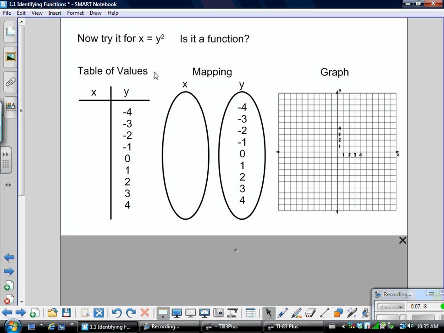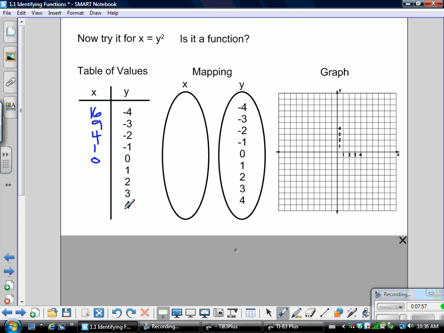So if I have -4 for my y value, what are the possibilities that I could have for my x? Well, when I take the square root of a number, it could be the positive or negative of it. So the square root of 16 could be -4. The square root of 9 could be -3. The square root of 4 could be -2. The square root of 1 could be -1. And the square root of 0 obviously is 0.